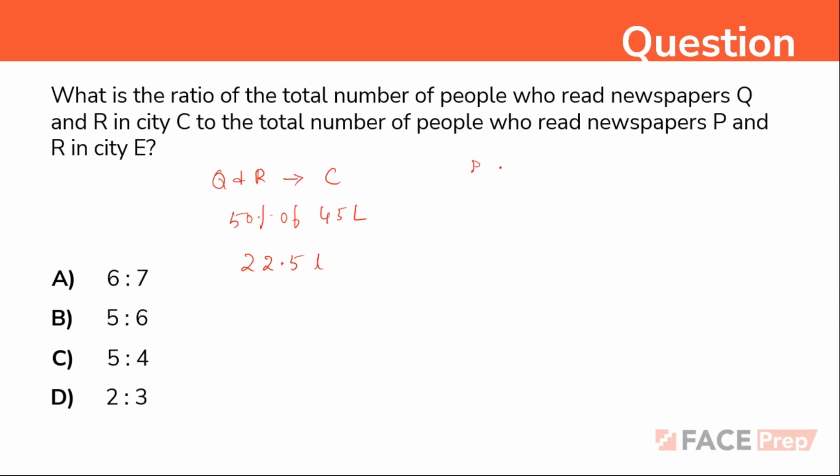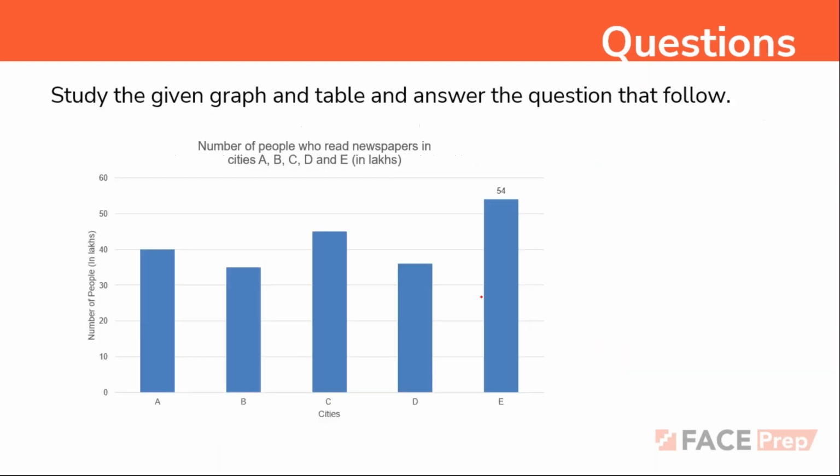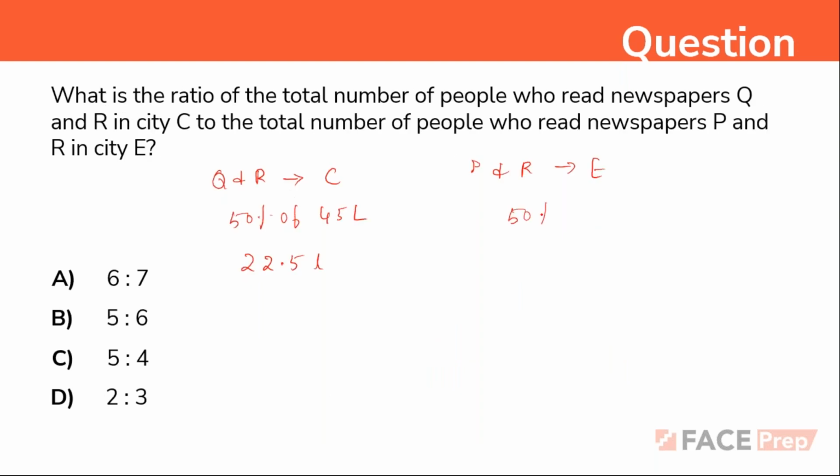Second part, P and R in city E. P and R in city E is 20 and 30. That is again 50 percentage of E. It is 54 lakhs. 50 percentage of 54 lakhs, so half of it is 27 lakhs, right?